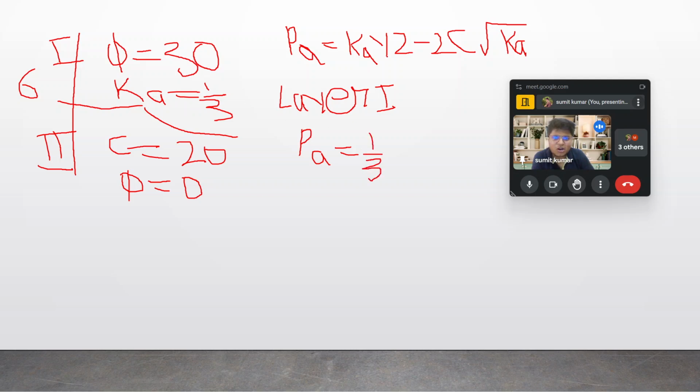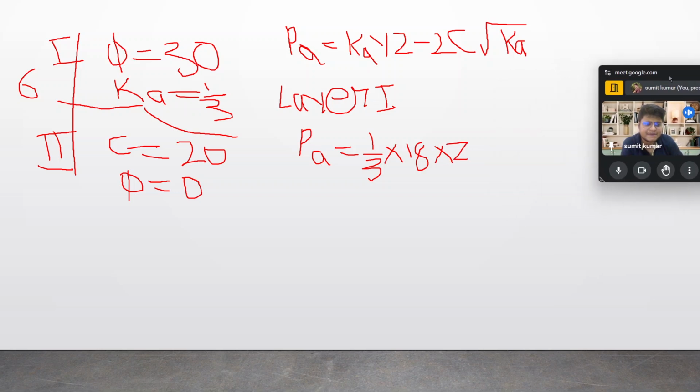Now, the gamma value is 18 for both layers, so 18 multiplied by Z. As you see, when we calculate this, the value is going to be 6Z. Now over here you may have a doubt. For layer 1, first of all, at this section, the value of Z equal to 0, at this section that I have circled.